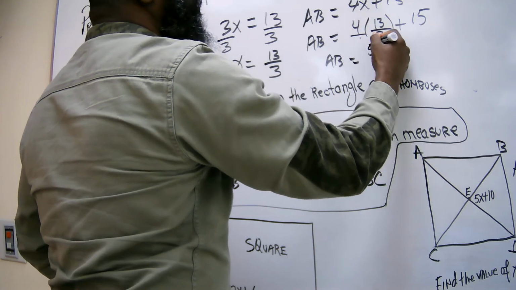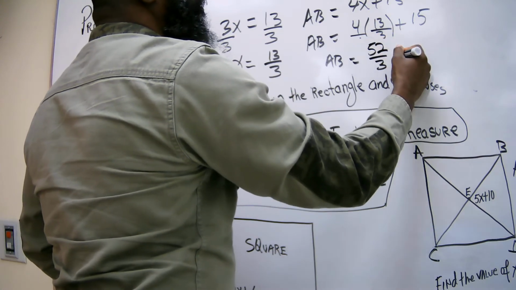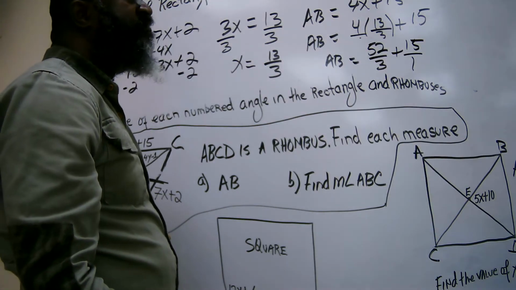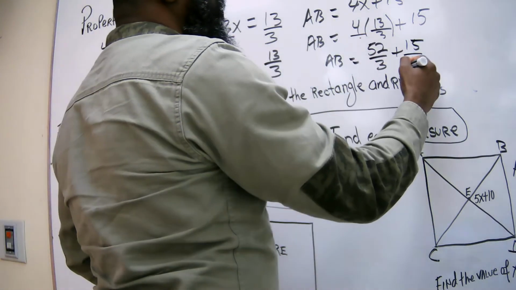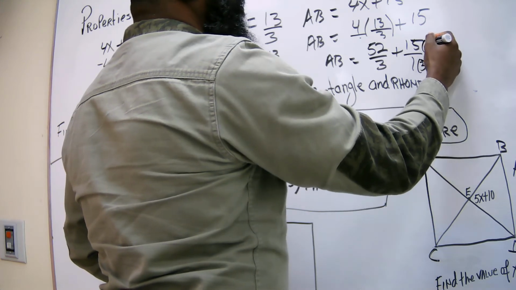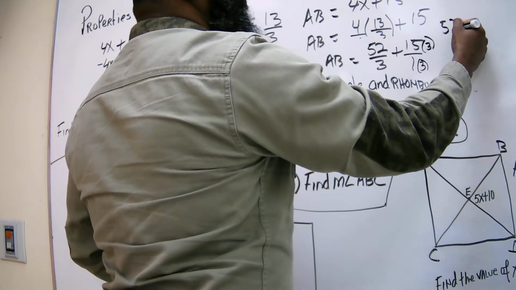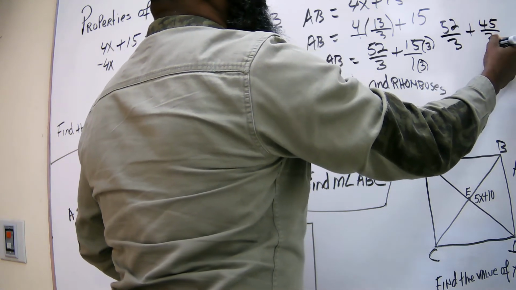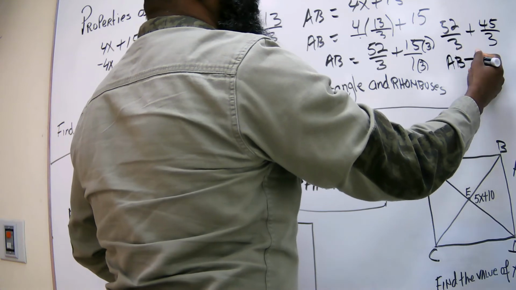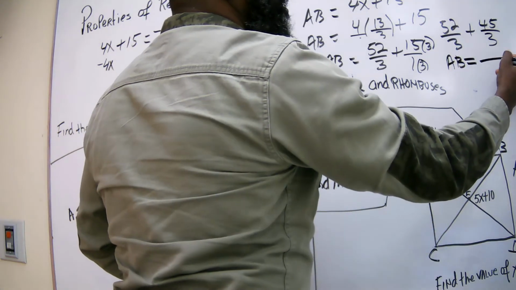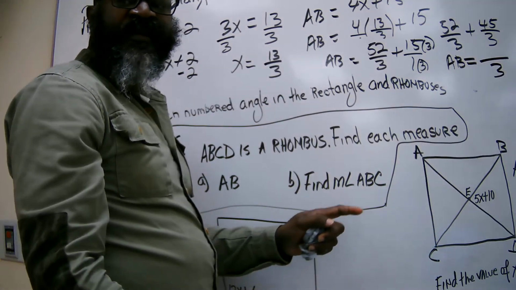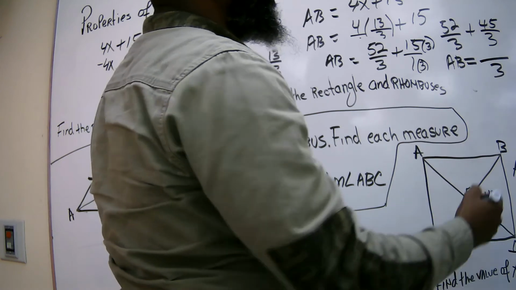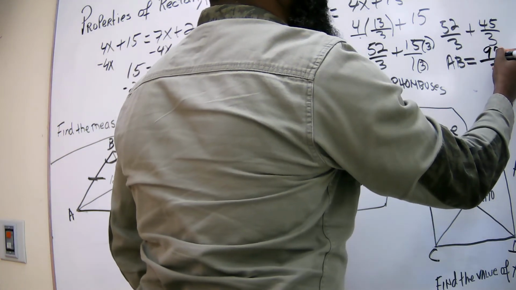Well, yeah, 52 over 3 plus 15 over 1. Alright, we want everything to have a common denominator. It already has a common denominator, so multiply this by 3, multiply this by 3. You will have 52 over 3 plus 45 over 3. Then that will give you the length of AB. Then your denominator remains 3. Then you take 52 plus 45, that will be 97. So AB is 97 over 3.